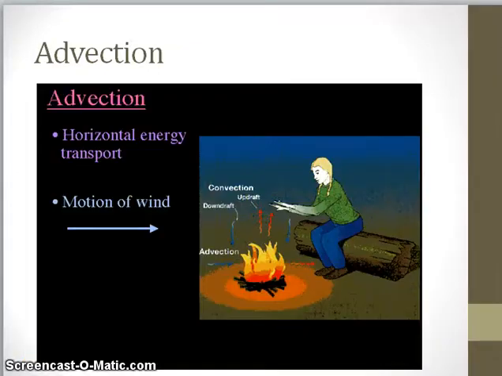The third type of energy transfer is called advection, which is the horizontal transport of energy. Once energy starts to move up, whether it be magma, water or air, advection is the sideways movement of heat, usually caused by wind, which you're not going to see in magma or in water.